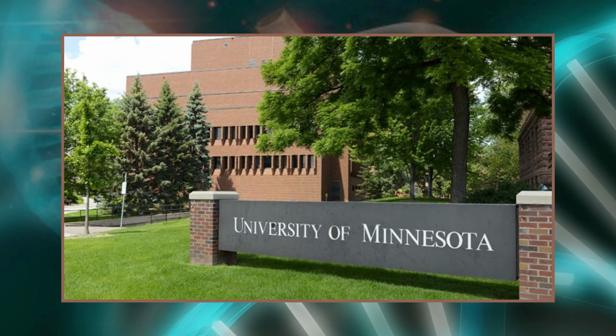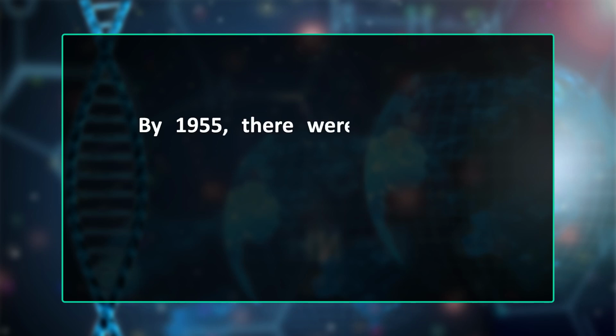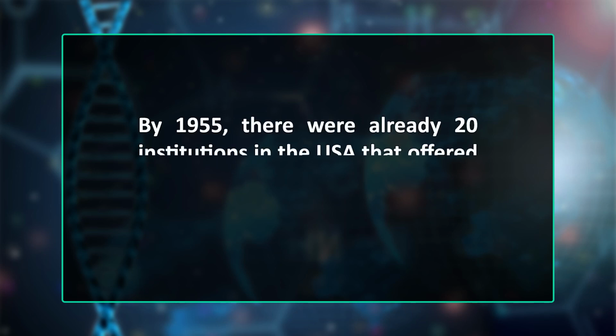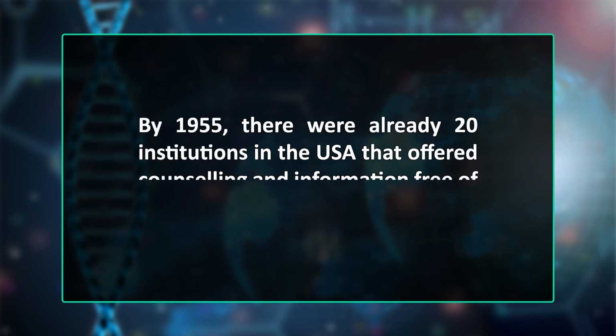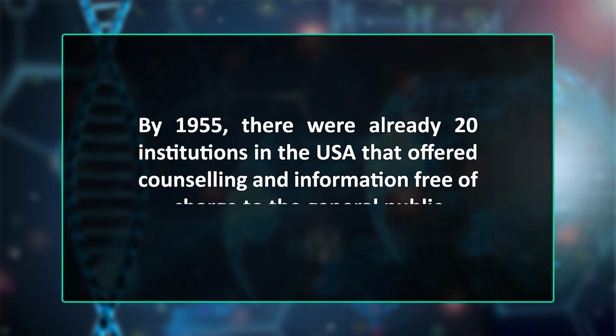The first center, Dight Clinic, was founded in 1941 at the University of Minnesota, USA. This was the starting point, and by 1955, there were already 20 institutions in the USA that offered counseling and information free of charge to the general public.